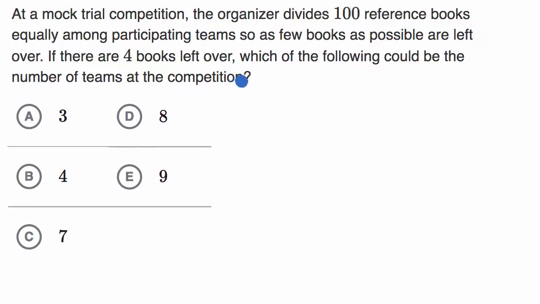Okay, now let's do it together. So what's happening is there's 100 books. They divide them equally amongst the various groups. So for example, if there were only 2 groups, you could give 50 to one, 50 to the other, and then you would have no left over.